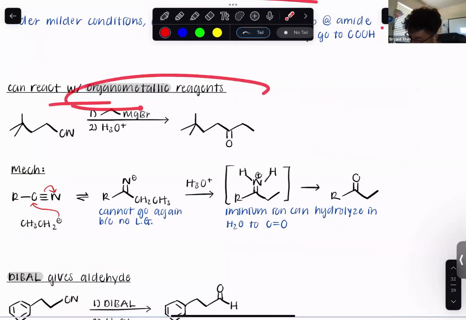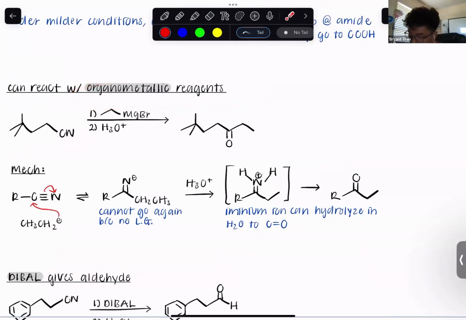We could also do organometallic reagents with nitriles, but here's the important thing for nitriles. When you do an organometallic like a Grignard reagent or organolithium, you won't add the R group 2 times. You're going to add the R group only 1 time, which is that right there. Where this carbon here of the nitrile is going to be that carbon there of the ketone. And this is the R group that we added only 1 time, like that.